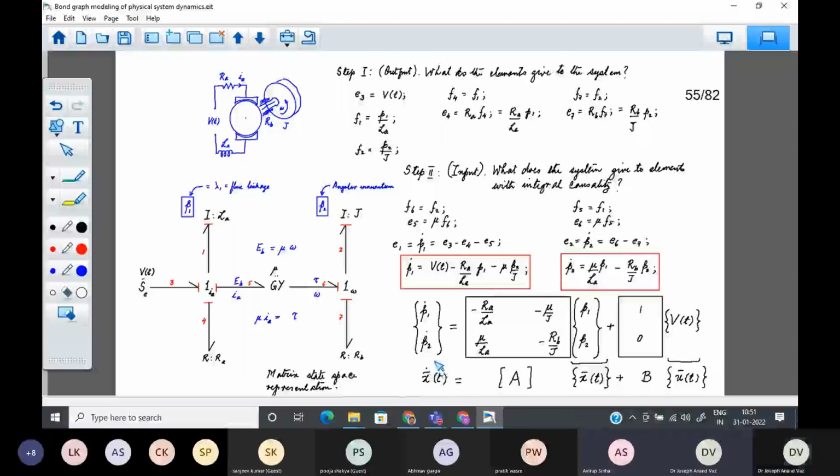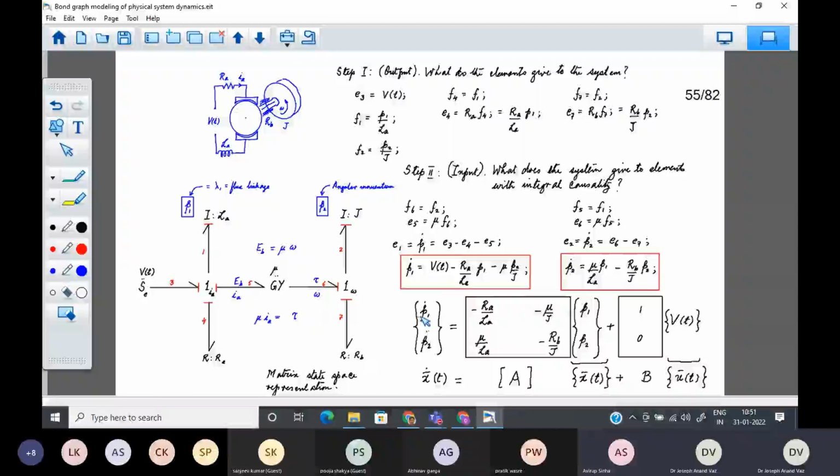And this is equal to this matrix, we'll call it the matrix A, operating on the state vector, plus another matrix B operating on the vector of inputs. Now we have only one input in this, which is this source of effort, V of t.